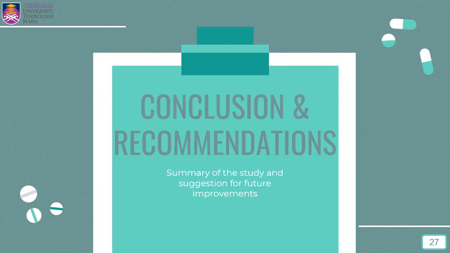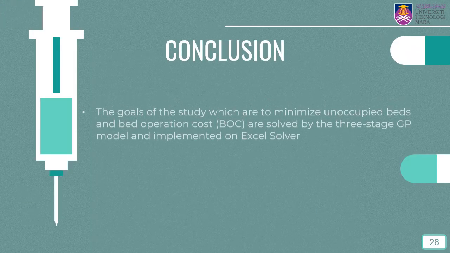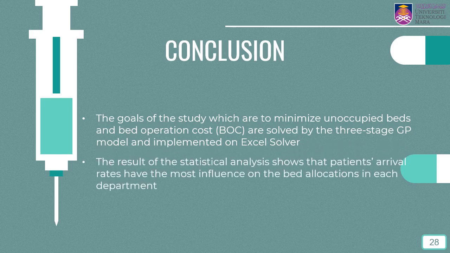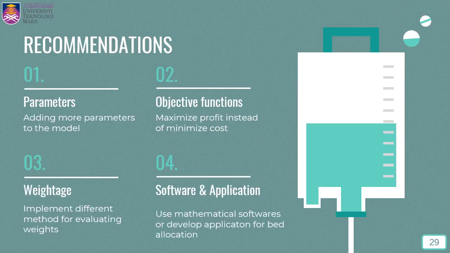We have arrived at the end of the presentation. Thus, to conclude, the goals of the study, which are to minimize unoccupied beds and bed operation costs (BOC), are solved by the three-stage goal programming model and implemented on Excel solver. The result of the statistical analysis shows that patient arrival rates have the most influence on the bed allocations in each department. For future researchers, there are many more elements that can be explored regarding hospital bed allocations, either in Malaysia or other countries. Some enhancements that can be made are in terms of parameters, objective function, weightage evaluation, and also software application.